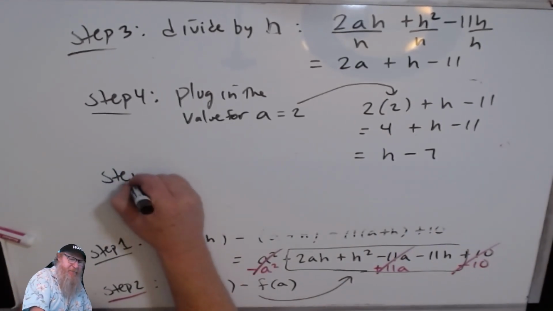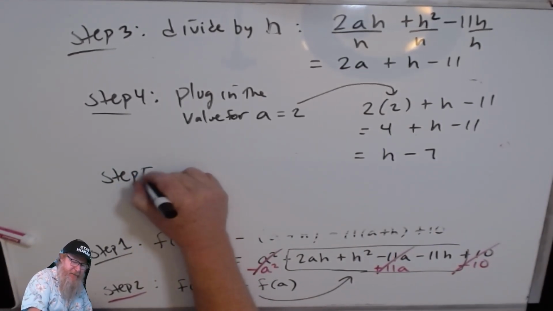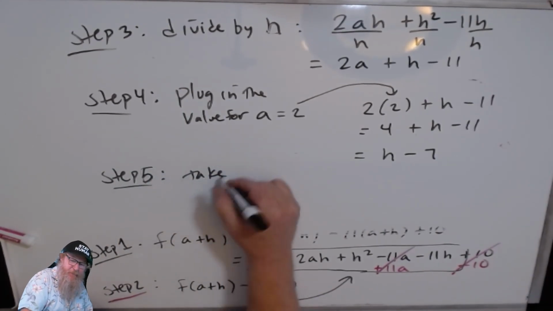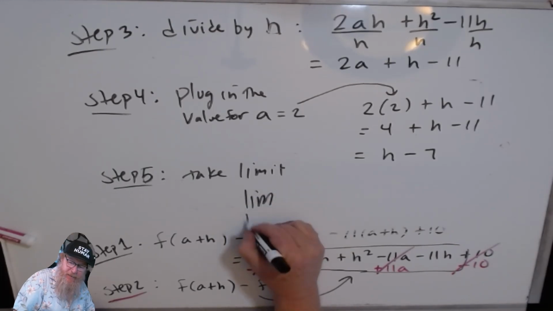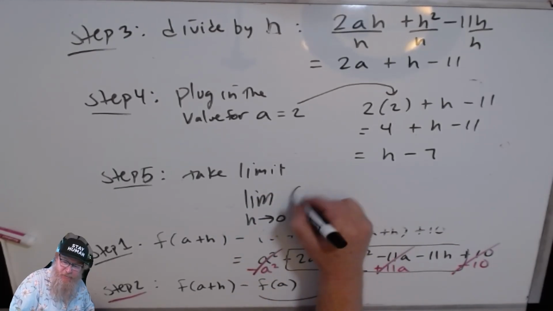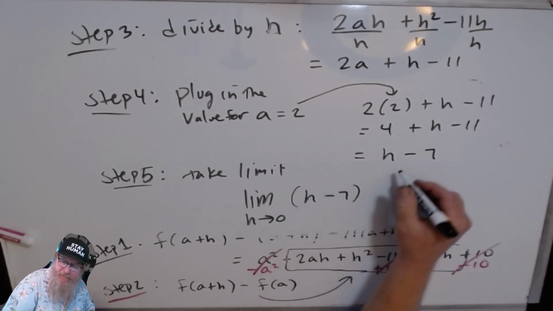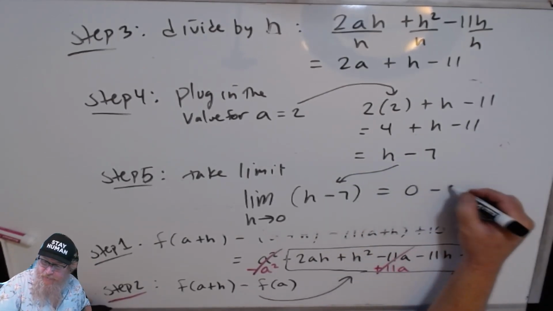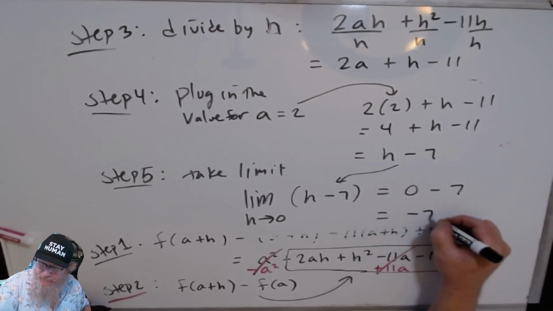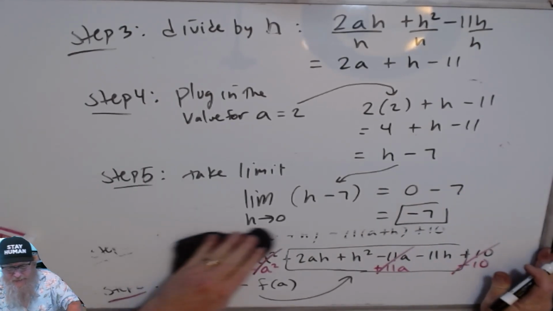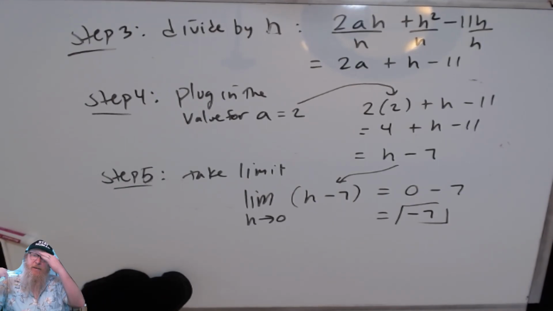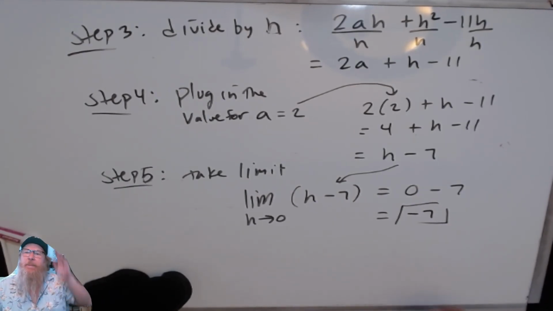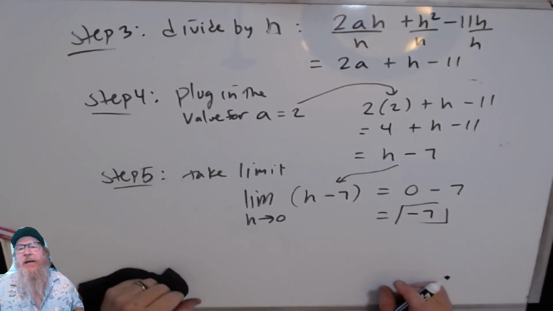And then step 5, sorry, take the limit. So the limit as h goes to 0 of h minus 7 is 0 minus 7, which is negative 7. So that's the 5-step way to do it.